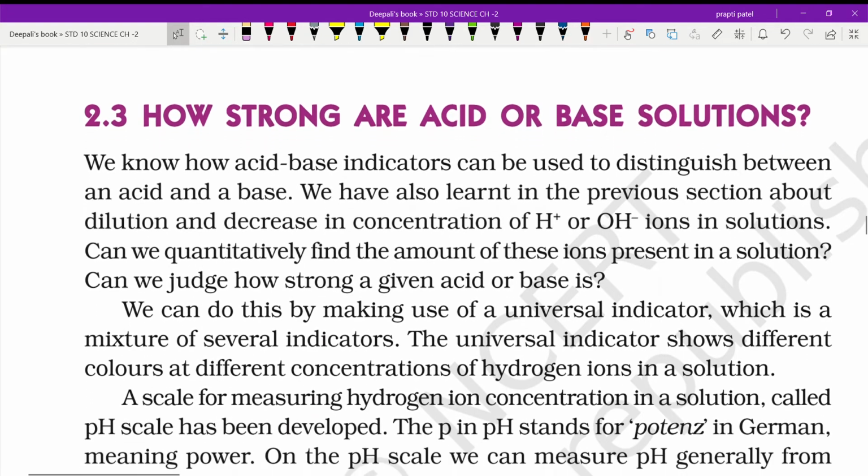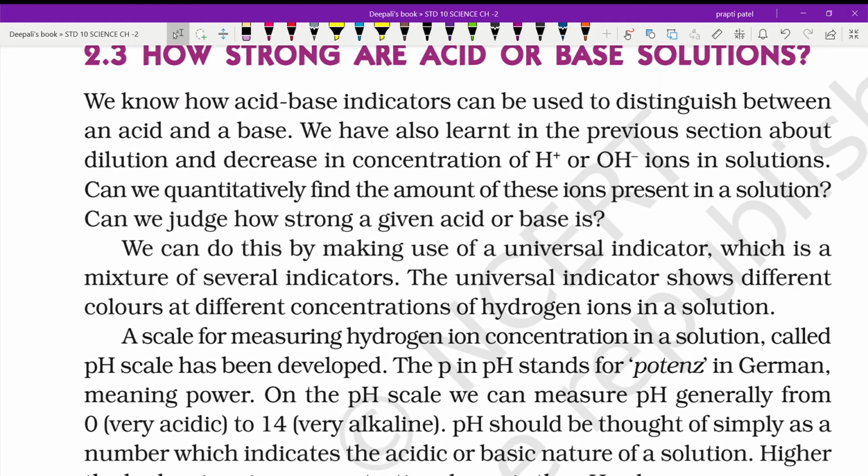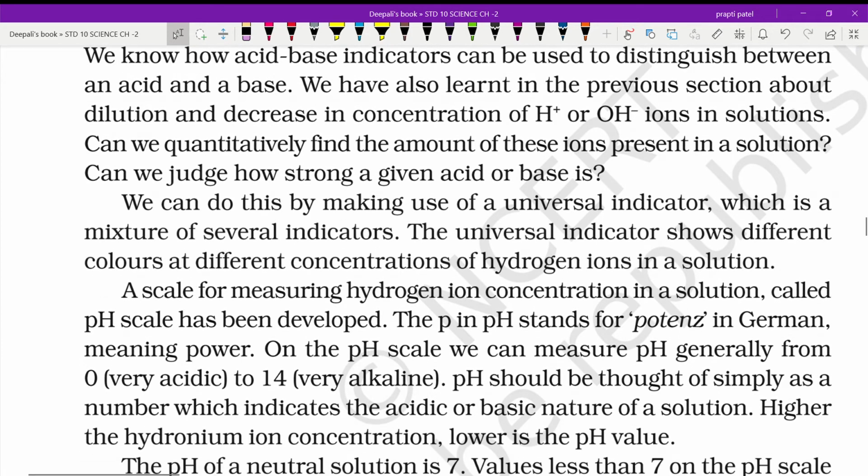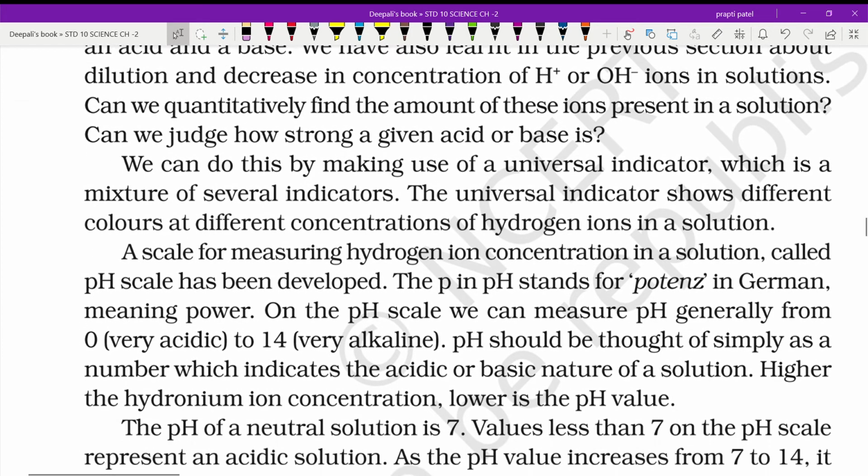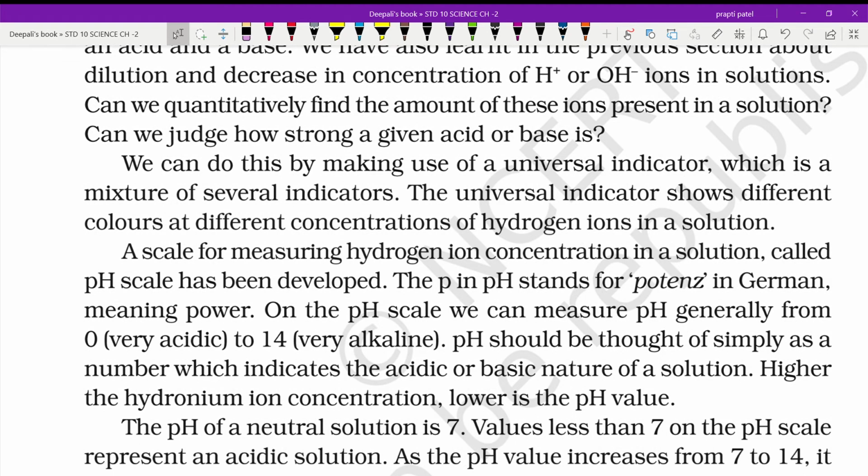Yes, we can do this by using a universal indicator, which is a mixture of several solutions. The universal indicator shows different colors at different concentrations of hydrogen ion in a solution. A scale for measuring hydrogen ion concentration in a solution is called the pH scale. It was developed by a German scientist.